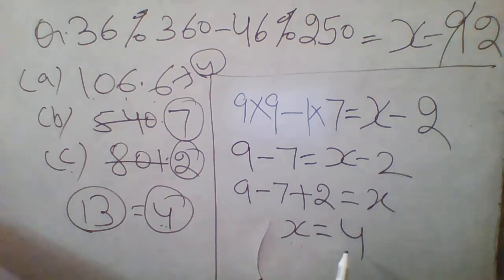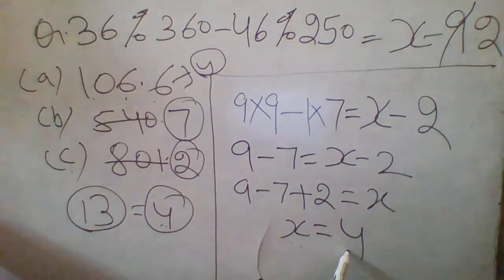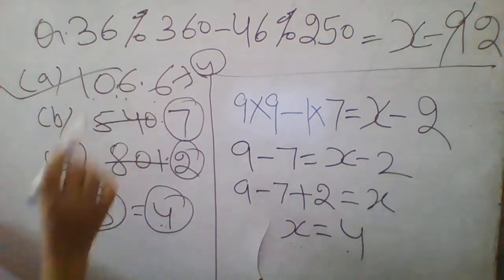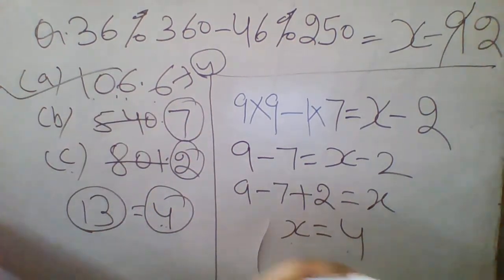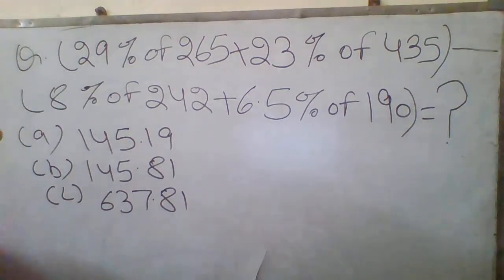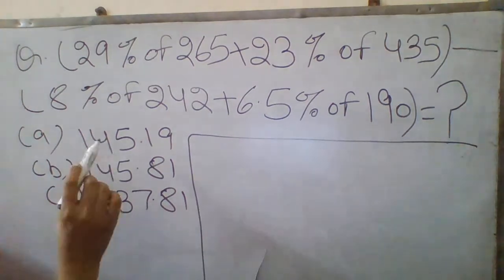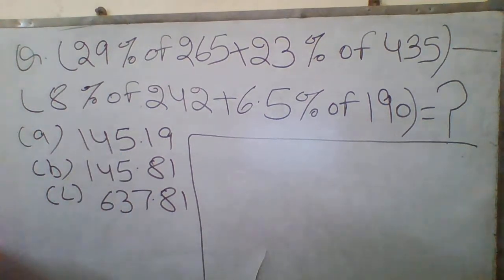But we want the value of x as 4. Already I have shown you, in A option you get 4. So A is the correct option. Now you see, this is a very good question. I am going to solve it out here. Now what is the question?